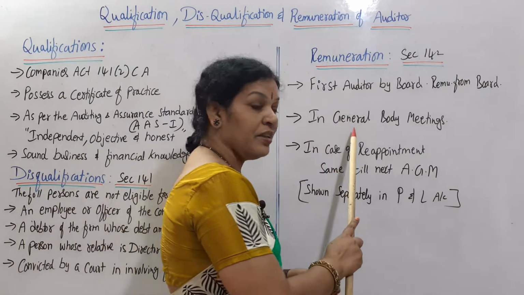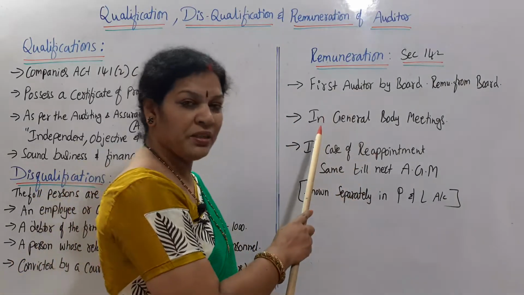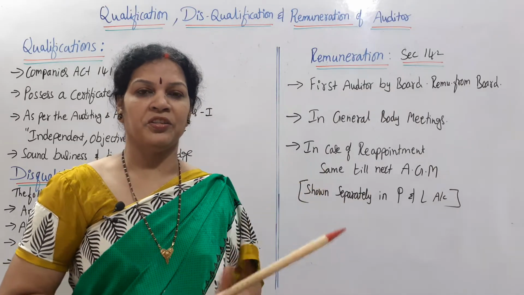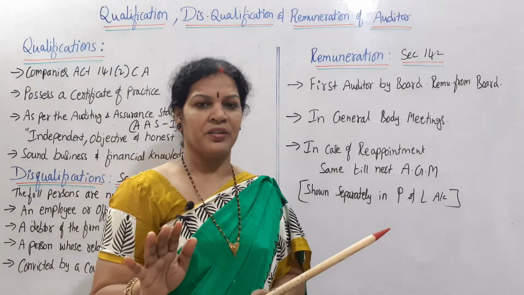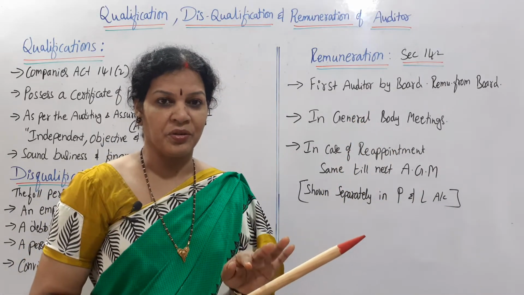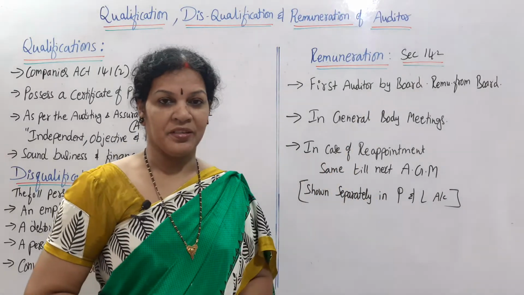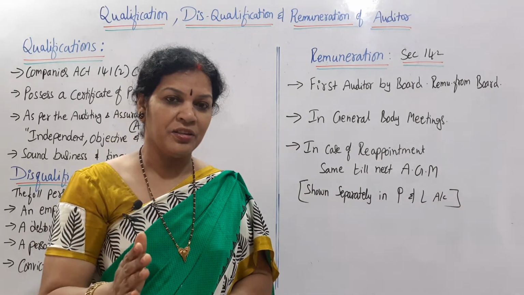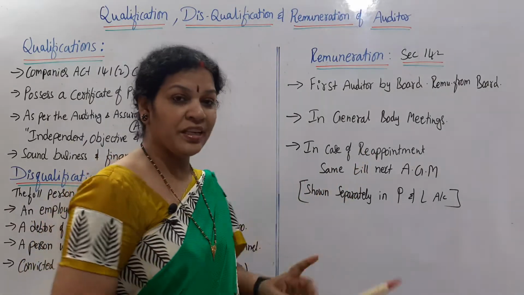Second, if he is not the first auditor, it changes every year. So, that auditor remuneration can be decided in the general body meetings. At the annual general meeting it will be decided that the auditor remuneration is this much. And the third point, in case of reappointment, the auditor is already continuing. In general meetings every year they decide the remuneration. If it is reappointment, till the next annual general meeting the same remuneration will be given to the auditor, whatever was decided earlier. That is about reappointment.